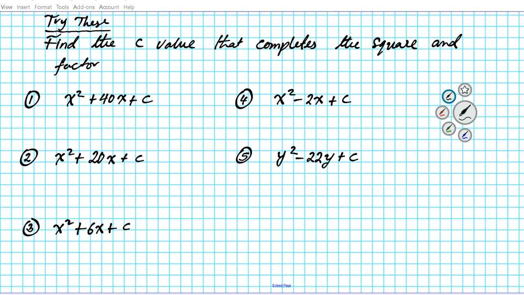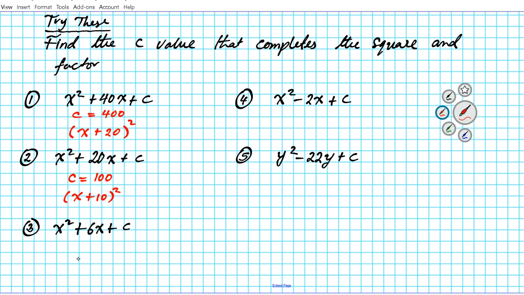Alrighty, welcome back. Hopefully you had a chance to try out the problems. Let's go ahead and show you what the answers are. For number 1, the c value that completes the square is 400 and the factored state is x plus 20. For number 2, the c value that completes the square is 100 and the factored state is x plus 10 quantity squared, oh sorry, forgot that.